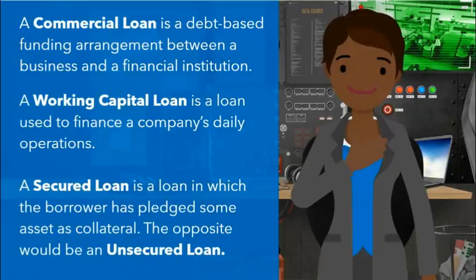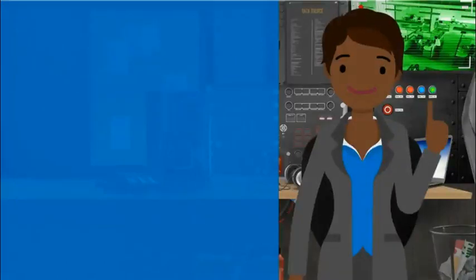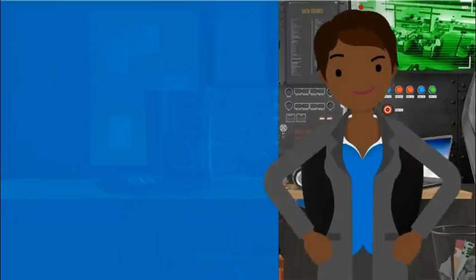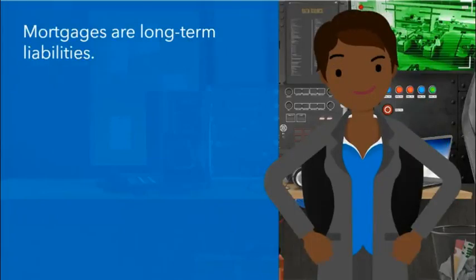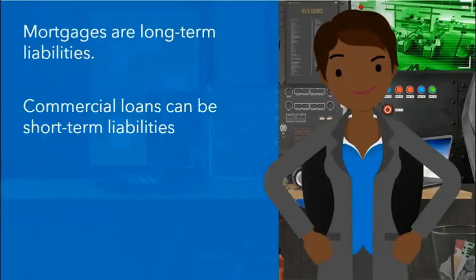Commercial loans can be either secured or unsecured loans, meaning that the business may or may not have to pledge some asset as collateral. One other important way that commercial loans differ from a mortgage is the time element. We saw that generally, mortgages are long-term liabilities that require years to pay off. But a commercial loan could be a short-term loan that has to be paid off within a couple of months.